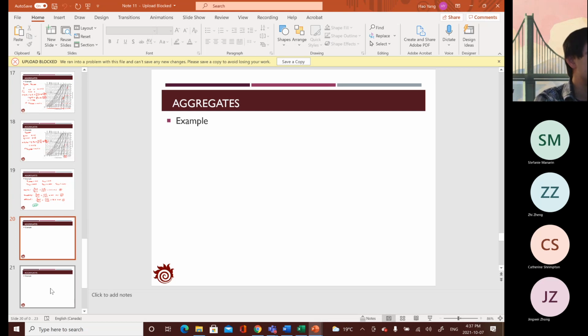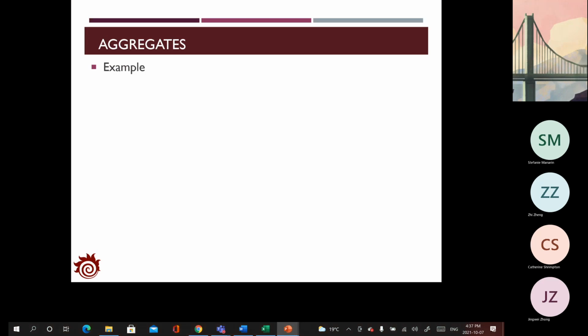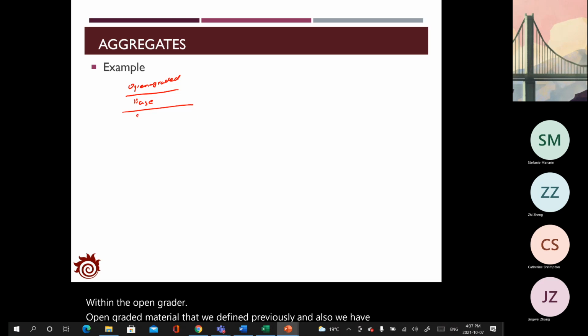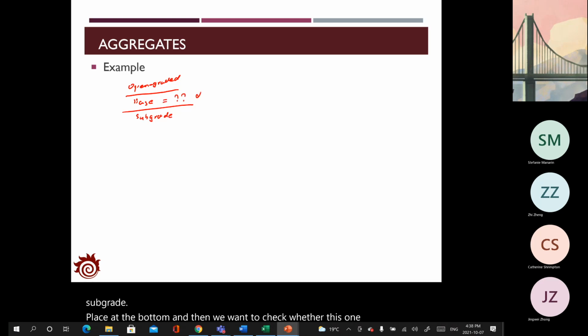In this problem, we assume the base layer is placed between the open graded material that we defined previously and the subgrade, which is placed at the bottom. And then we want to check whether this is a good drainage layer.